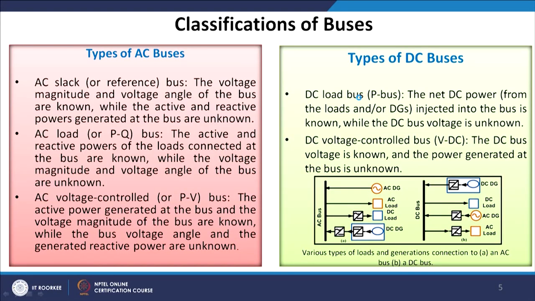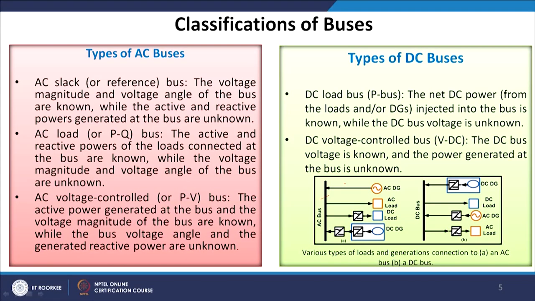Now we will have one more bus called the VDC bus, that is, the DC voltage controlled bus, where the DC bus voltage is known, but the power generated at that bus is not known. First one: P is known, V is not known. The second one: V is known and P is not known.